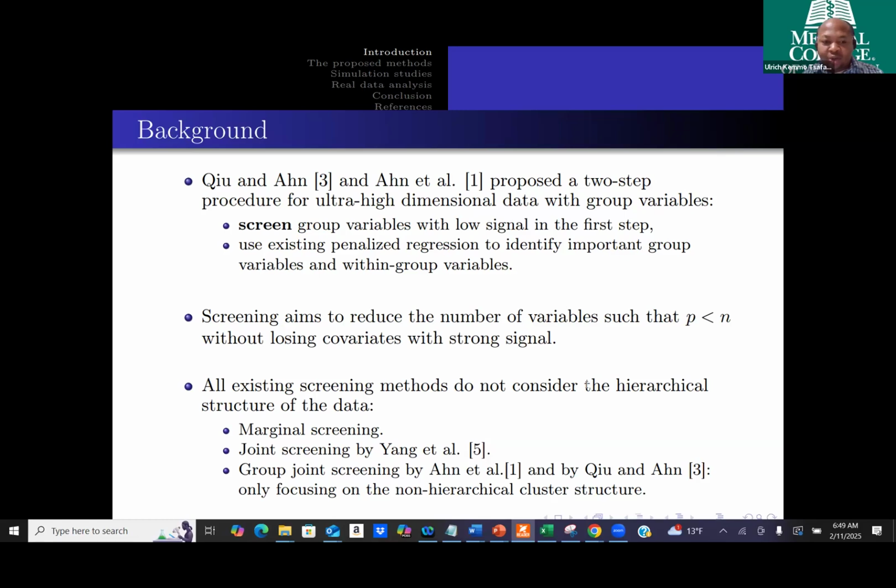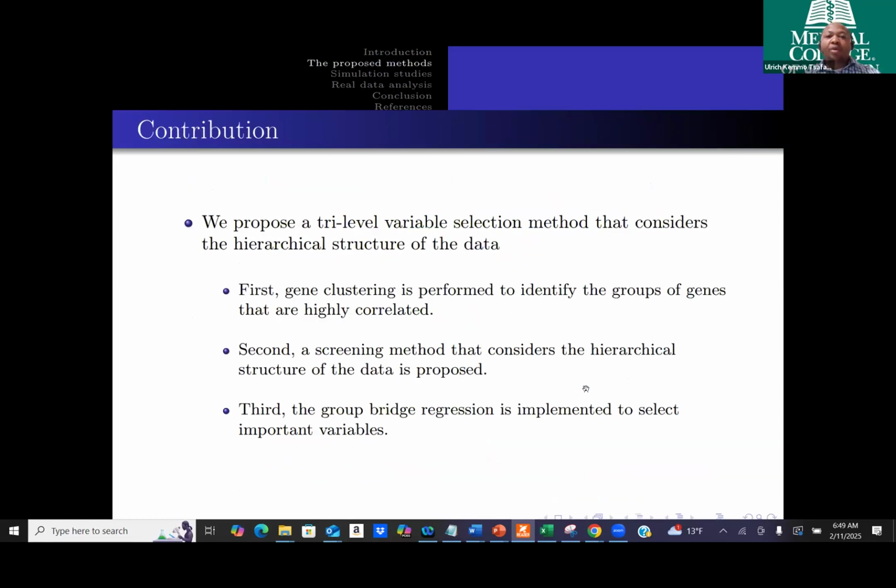In the literature, we have a bunch of screening methods that range from marginal screening to joint screening and group joint screening. But unfortunately, we don't have a screening method that considers the hierarchical structure of ultra-high dimensional data. So what we propose is a tri-level variable selection method that has three steps. The first one, we cluster the genes instead of using the existing pathways. Secondly, we propose a screening method that considers the hierarchical structure of the data. And the third step is to use the group bridge regression to implement the variable selection.